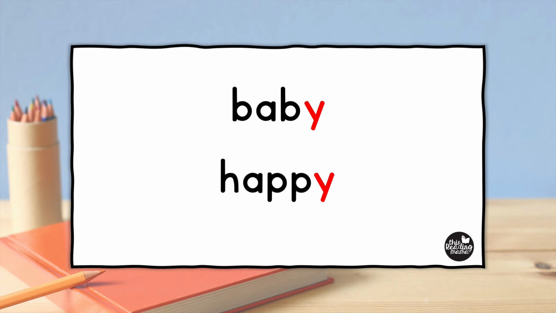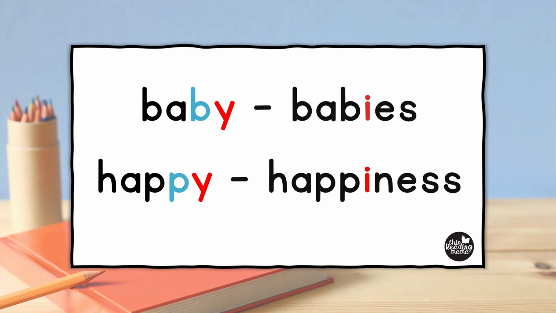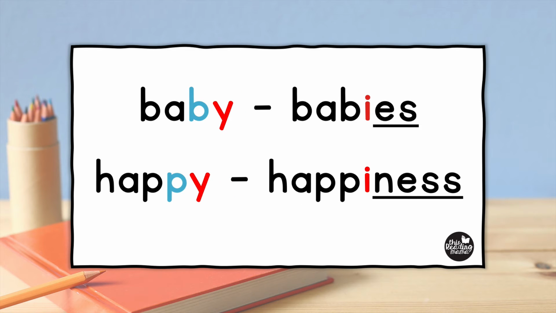We have baby and happy. If you look at these two base words, you can see they both have a consonant that comes before the Y. In baby, we have a B, and in happy, we have a P. And if we add suffixes to the words, notice we have ES, which is a vowel suffix, on baby, and NESS on the word happy, which is a consonant suffix. And because a consonant comes before the final Y and we're adding a suffix to each of these words, we change those Y's to I's when we add the suffix.